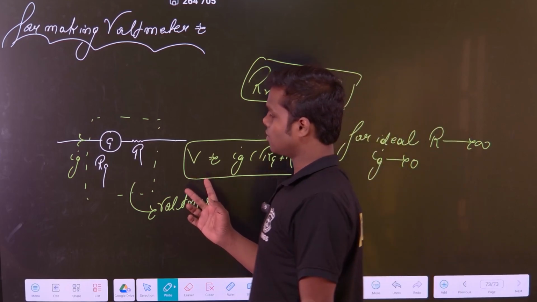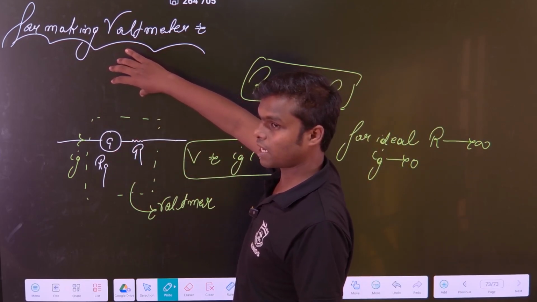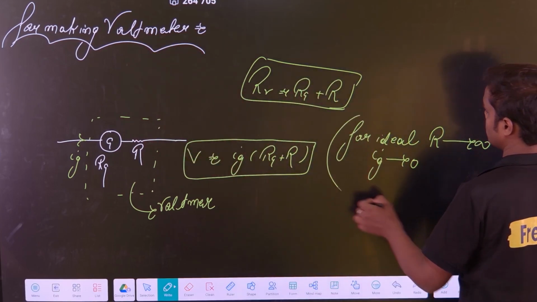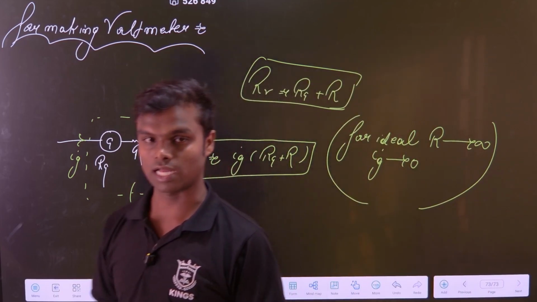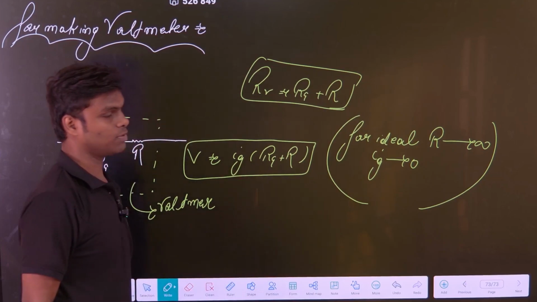The voltage drop across this will be 0. So whatever voltage is present in the parallel component, that voltage will be visible to you. Clear? So that is the case for an ideal conversion of a voltmeter to a galvanometer and a galvanometer to a voltmeter. How to do this conversion? I hope you are clear. Okay.